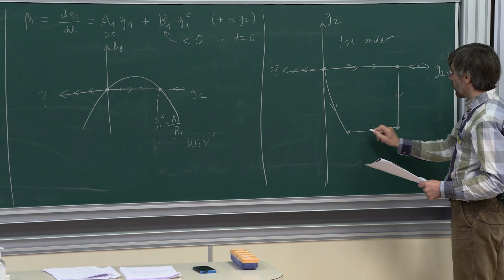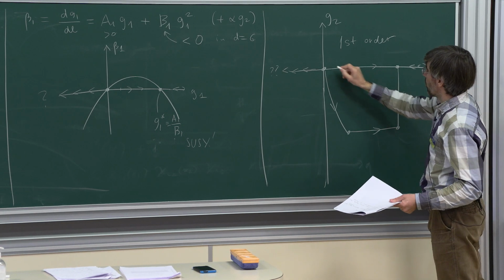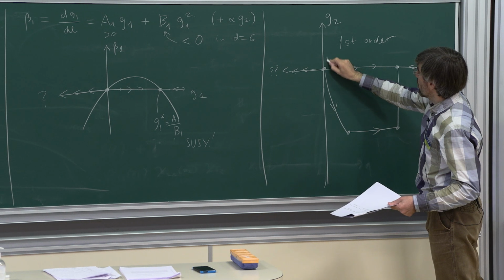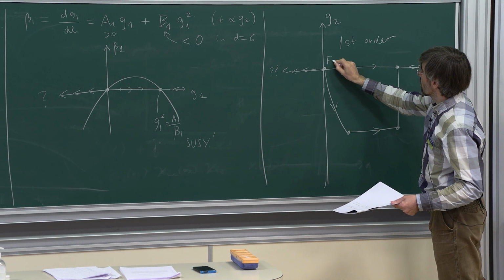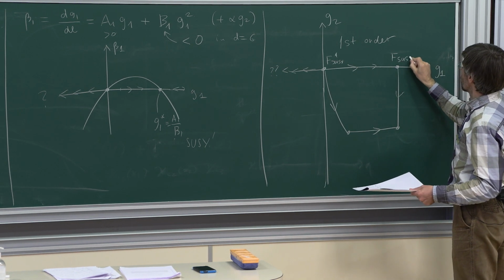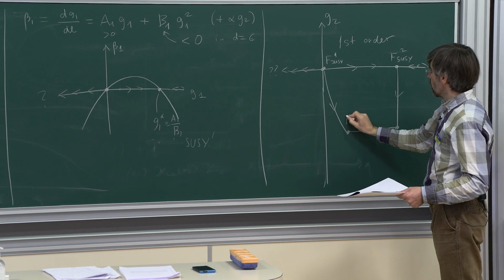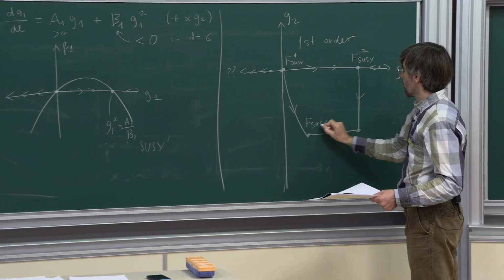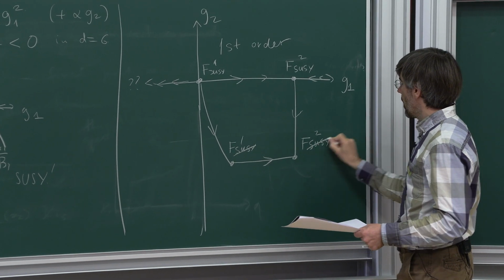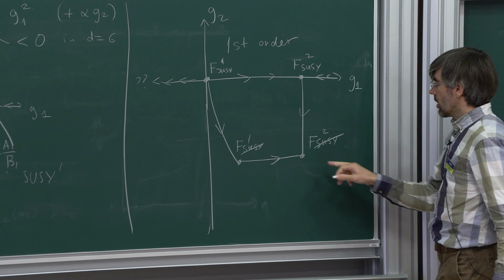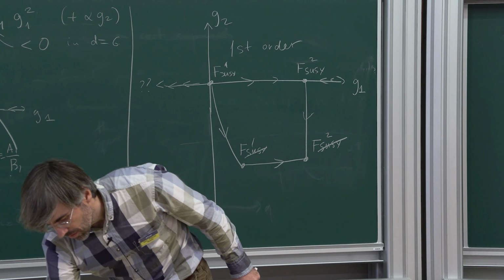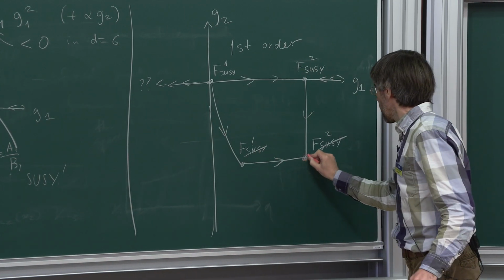So we have a total of 4 fixed points. Two SUSY ones, let me call them F SUSY 1 and F SUSY 2, and two non-SUSY, two SUSY breaking ones. And this is the most stable one. So let me put it. This one is the most stable.